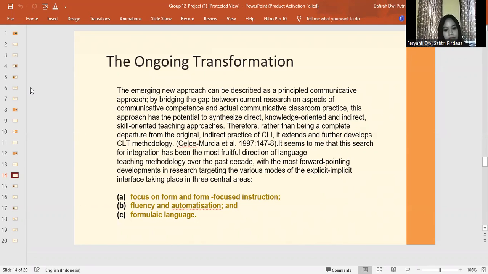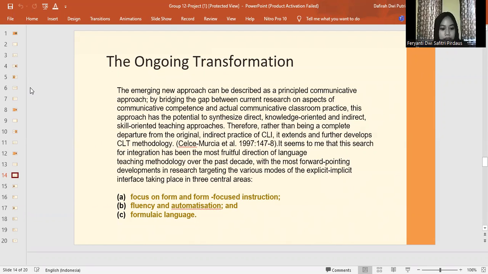Thus, it seems to me that this search for integration has been the most fruitful direction of language teaching methodology over the past decade, with the most forward-pointing developments in research targeting the various modes of the explicit-implicit interface taking place in three central areas. The first one is focus on form and form-focused instruction. Focus on form and form-focused instruction indicate a concern with the structural system of language from a communicative perspective. In other words, they span a halfway position between a concern for communicative meaning and linguistic features of the language code.